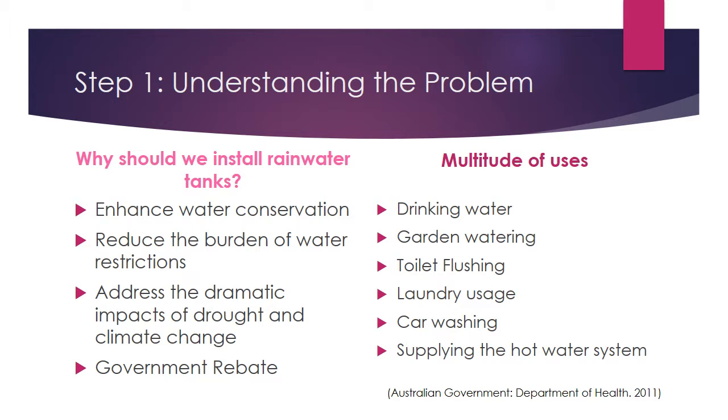We will begin with the stage of understanding the problem. According to the Australian Government's Department of Health 2011, the use of rainwater tanks has become a major strategy to enhance water conservation, reduce the burden of water restrictions, and address the increasingly dramatic impacts of drought and climate change. The Australian Government offers a significant rebate on the installation of a rainwater tank under the Long-Term Water for the Future Plan and the associated National Rainwater and Grey Water Initiative.